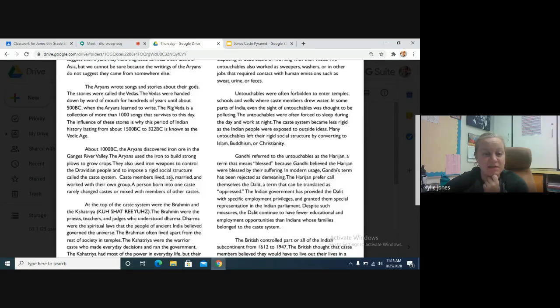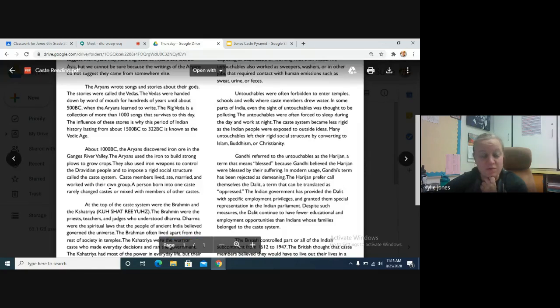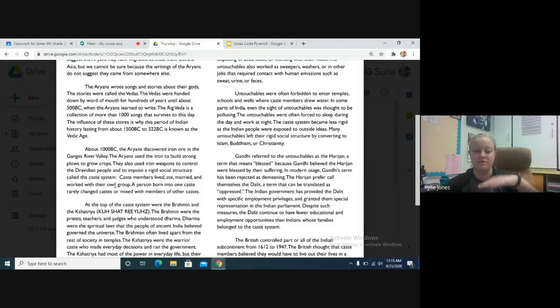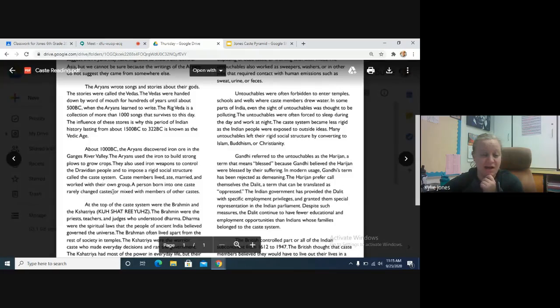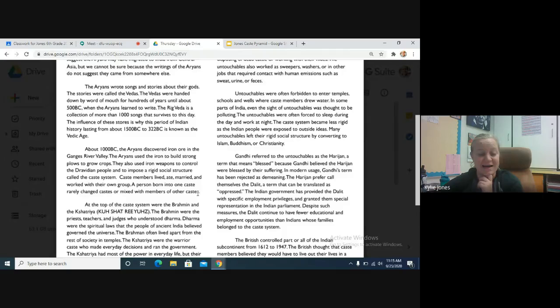Caste members lived, ate, married, and worked within their own group. So you couldn't go from one part of the caste system to a different one. You always stayed in the same one, no matter what. A person that was born into one caste rarely changed castes or mixed with members of other castes.